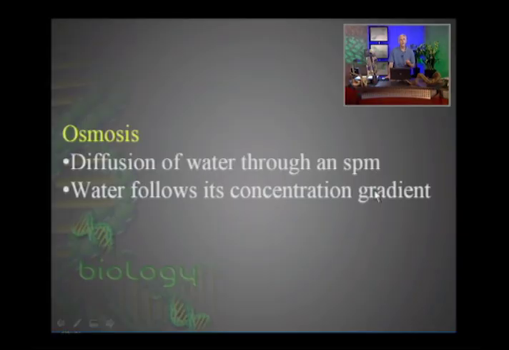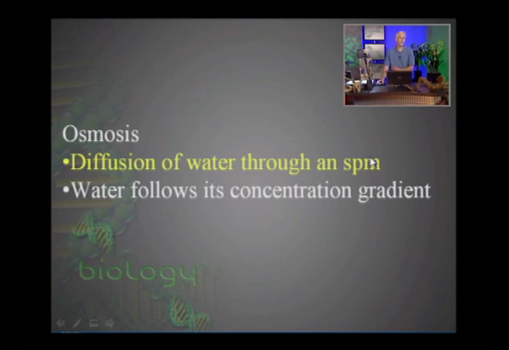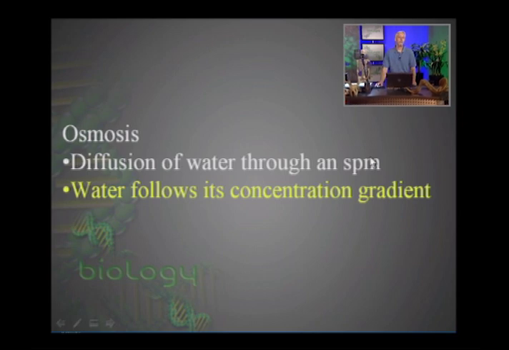Okay, now I want to next consider some special cases of diffusion. One of these special cases of diffusion is osmosis. Osmosis is the diffusion of water through a semi-permeable membrane. And water, as will any particle, always follows its concentration gradient.